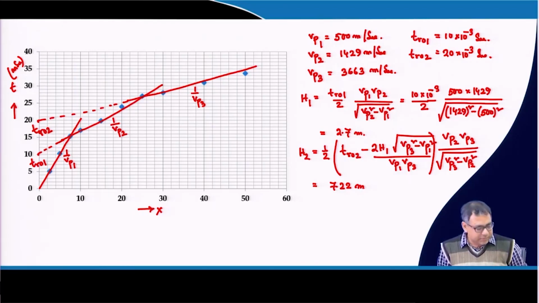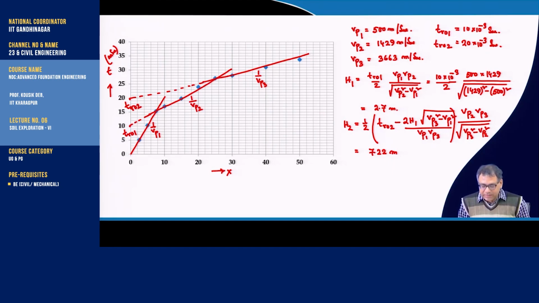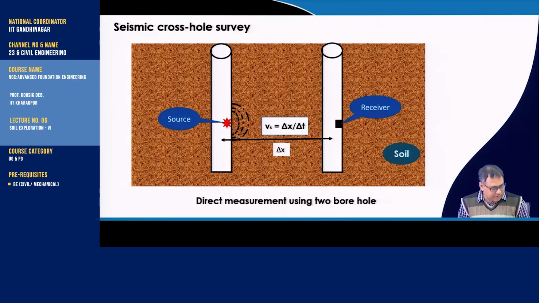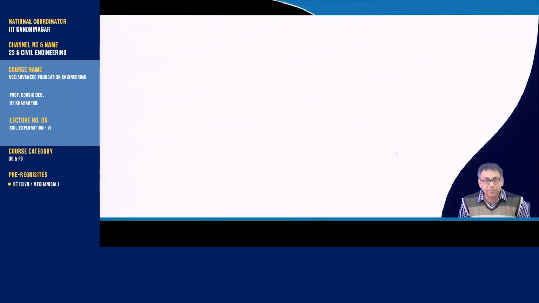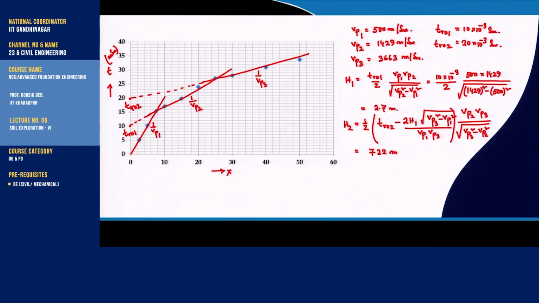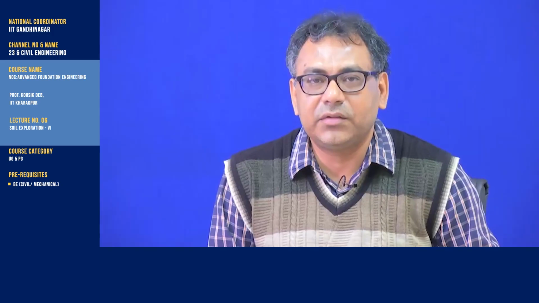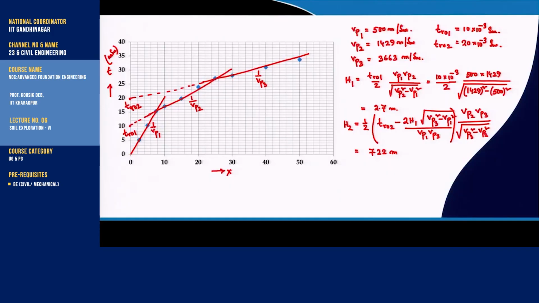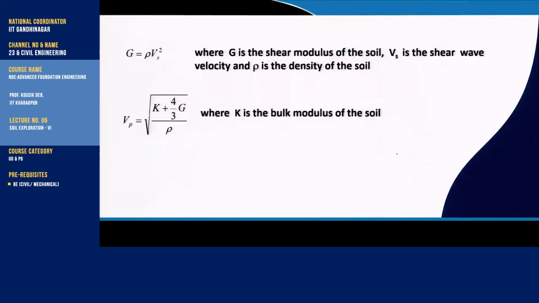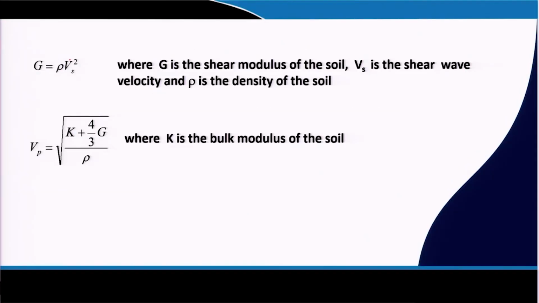different soil layers. Now, these velocities we can use for soil properties calculation. Now, we can calculate the shear modulus. The shear modulus is rho Vs square, and Vp is the bulk modulus, 4 by 3 G by rho. Now, what is Vs?